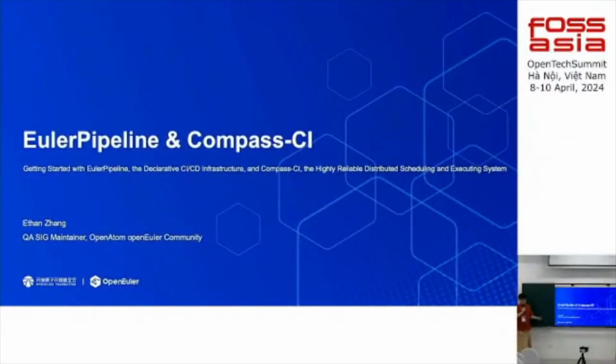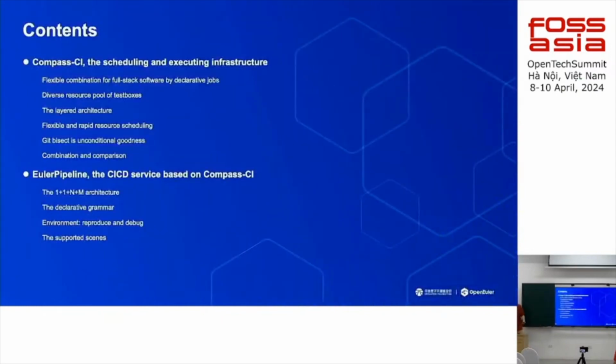Different kinds of architecture, bare metal, different kinds of operating systems. So we built our CI/CD service to satisfy our requirement. So that's EulerPipeline. The Compass CI is the base.